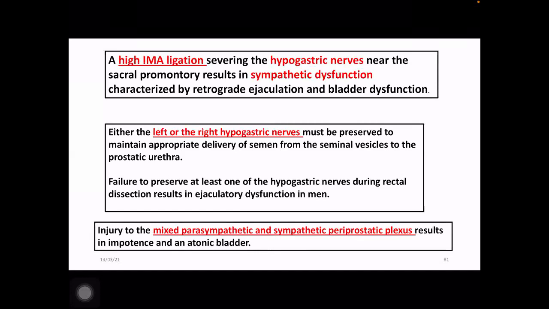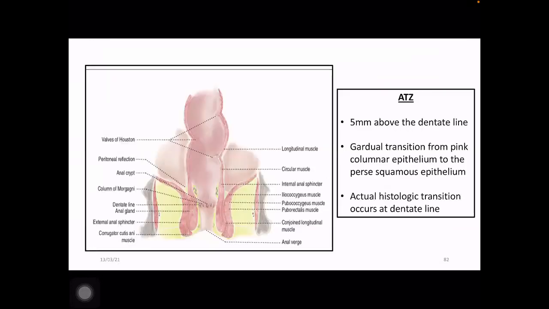What happens if there is injury to the mixed parasympathetic and sympathetic periprostatic plexus? It contains parasympathetic nerve fibers, also called nervi erigentes, the nerves responsible for erection. Patients with damage to the mixed parasympathetic and sympathetic periprostatic plexus will have impotence and atonic bladder, and because of the impotence, they might have infertility. So that is an important genitourinary complication.